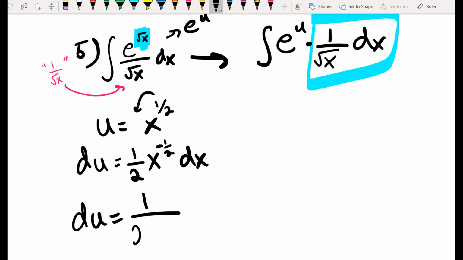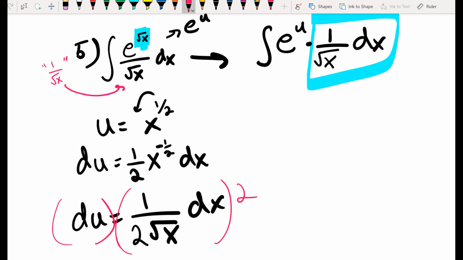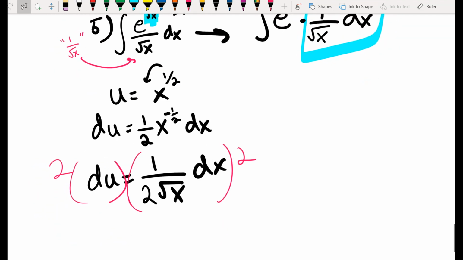So 1 over 2 times x to the 1/2. But remember that x to the 1/2 is just the same thing as radical x. So I'm going to rewrite it as radical x, because I see that in my denominator here, so I'm trying to get something that looks like that. Now, if I could get rid of that 2 in the denominator, this would look exactly like what I need it to look like. So I'm actually going to multiply both sides of my equation here by 2. Because if I multiply 2 times 1/2, that reduces to 1.